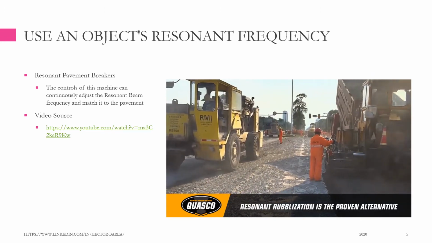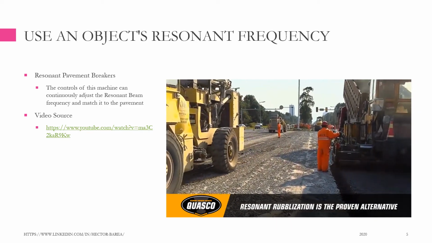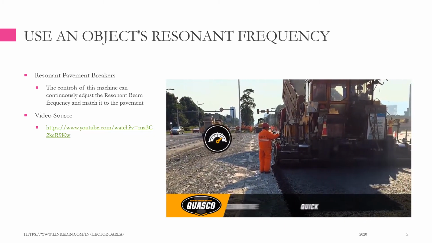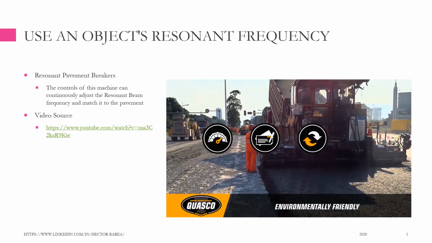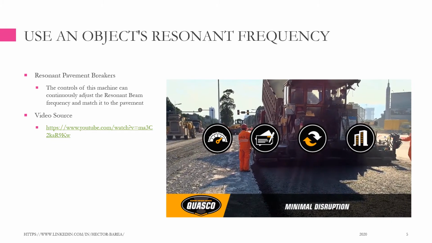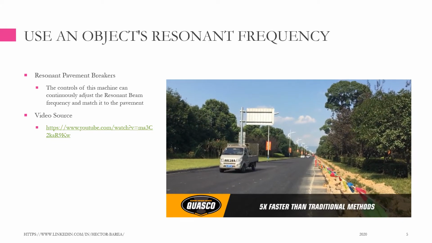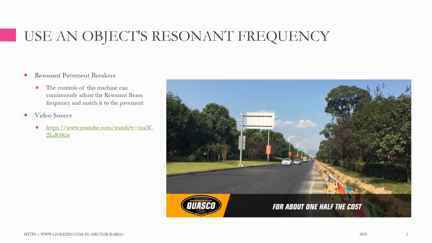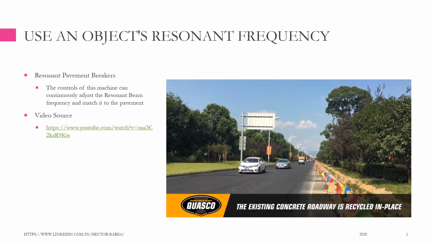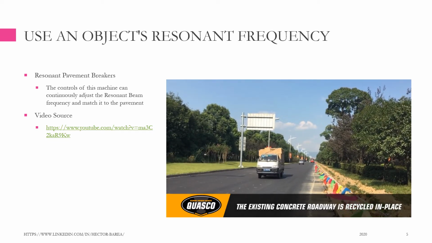A rubblized road with a hot mix asphalt overlay can extend the life of a concrete roadway by over 20 years and do so in a quick, cost-effective, and environmentally friendly manner with minimal disruption to its surroundings. It is approximately 5 times faster than traditional tear-out and replace methods and runs about 1/2 the cost. And because the existing concrete roadway is recycled in place, there is minimal impact on the environment.